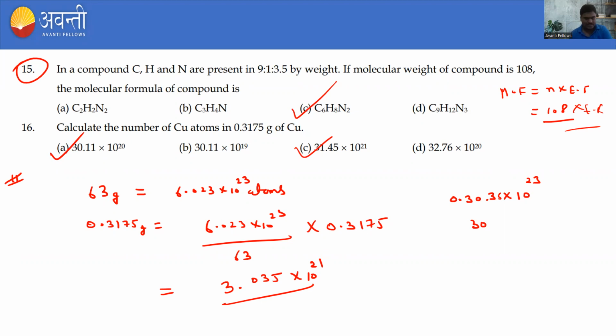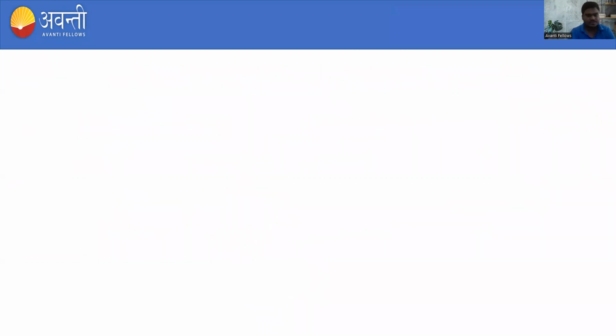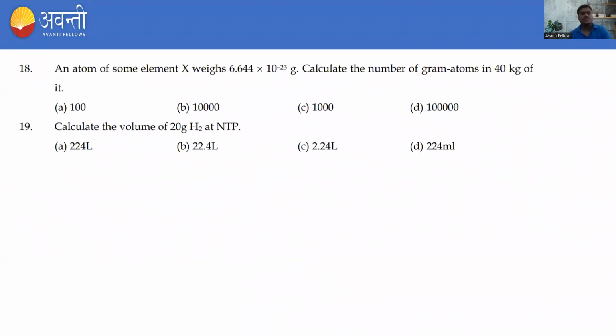Chalo. So next, move to the next question. That is question number 18. An atom of the element X weighs 6.644 × 10^-23 gram. Calculate the number of gram atoms in 40 kg. So you have to calculate this for the 40 kg of it.